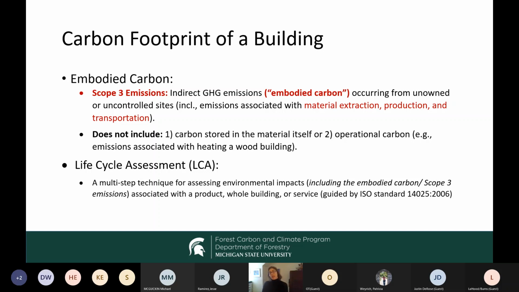And embodied carbon calculations are done using life cycle assessments, LCAs, which is a very comprehensive multi-step technique to assess the carbon impacts at every stage of that life cycle. And it is a long, arduous process that there are experts who focus in just that. And we use those LCA estimates for product-specific embodied carbon emissions in order to calculate our substitution benefits of harvested wood products. So that's why that's so important.